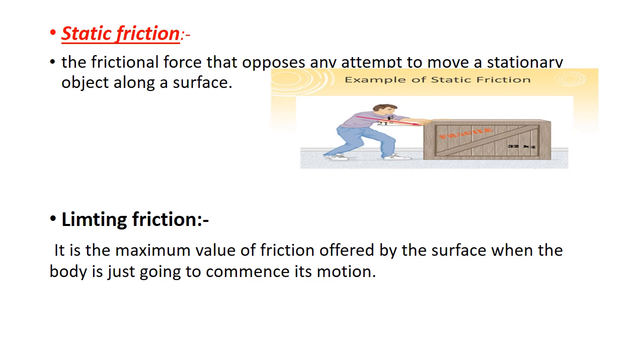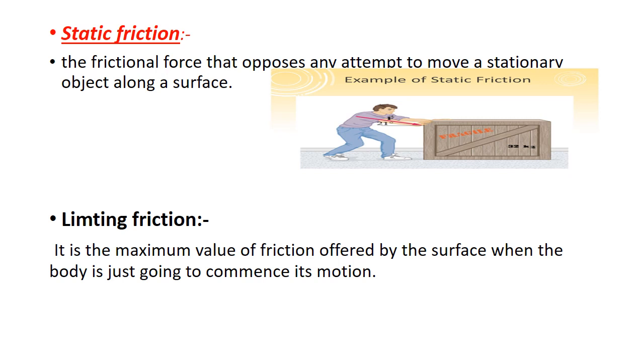So we can say it is the frictional force that opposes any attempt to move a stationary object along the surface. That means when we are applying a certain amount of force and we try to bring this body in motion, but the body is still in the state of rest, there exists a force opposed to the applied force. That reaction force at that time is known as static friction. So we can say the friction that exists on a body when the body is still in the state of rest is known as static friction.